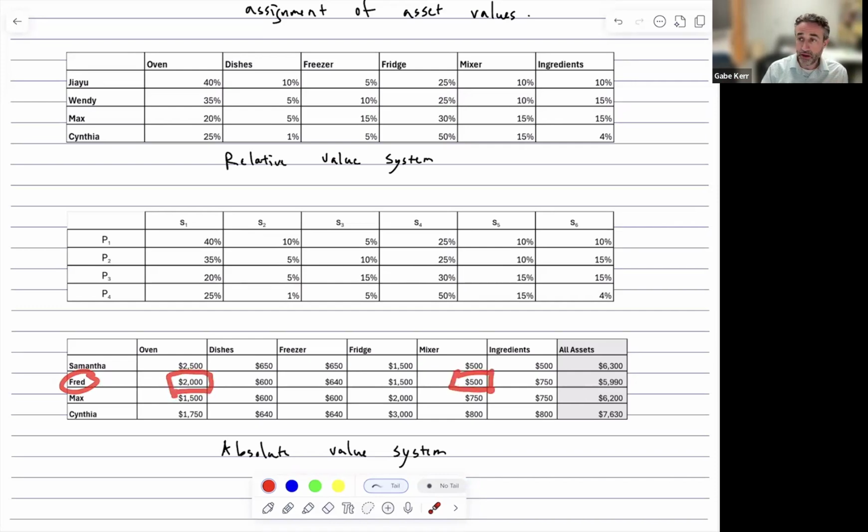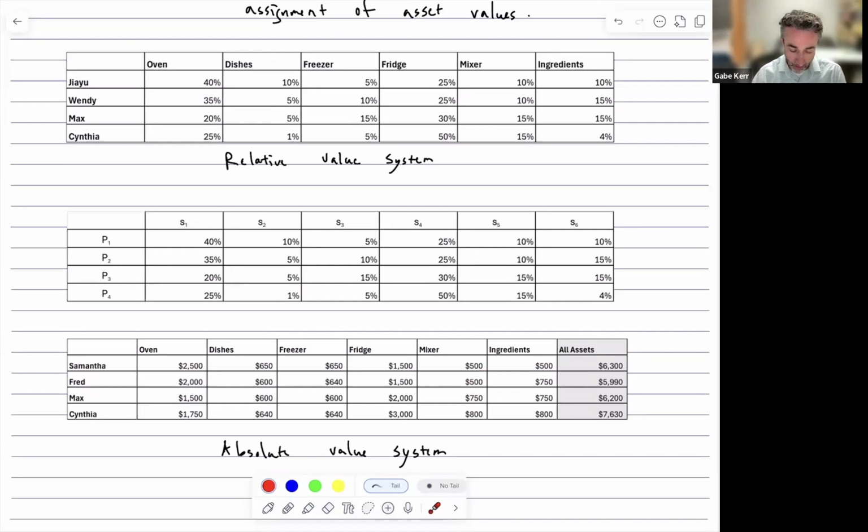So there's some assignment of a player to the values of each and every asset. And what you see when you do it this way is if you add up the total amount of the assets, you may get different numbers. You're not going to get, like you did in the relative value system, 100% across a row. People may think that the whole set of assets is worth different amounts. Fred may think it's worth 5,990, while Max thinks it's 6,200. So that number can be different when you have an absolute value system.